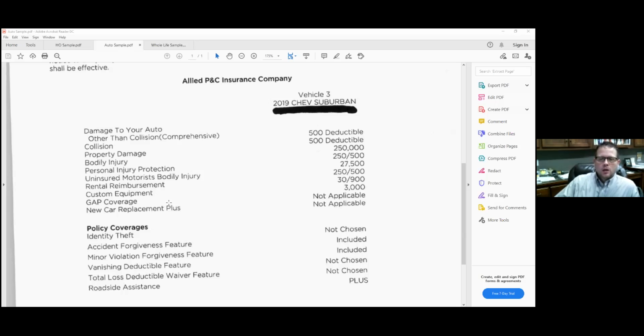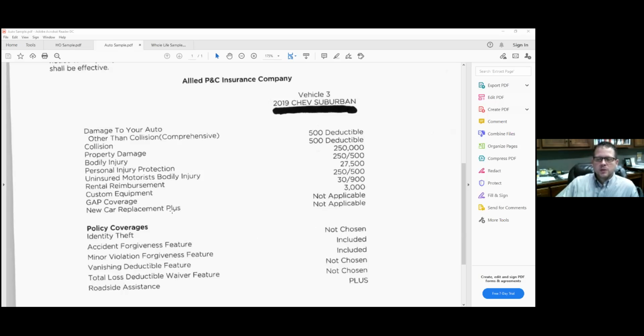Gap coverage. It's not applicable here because we didn't select the endorsement, but gap coverage would be if you bought this new Chevrolet Suburban for $50,000 and you took a loan for the full amount, and a year later you still owed $45,000, but the Suburban is now only worth $42,000. So there's a $3,000 difference. This gap coverage would pay off your loan, would pay the additional $3,000. So that way, at least you wouldn't owe any more money on the vehicle that just got wrecked or totaled.